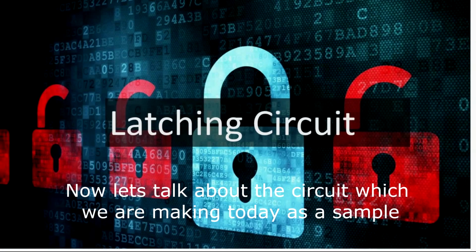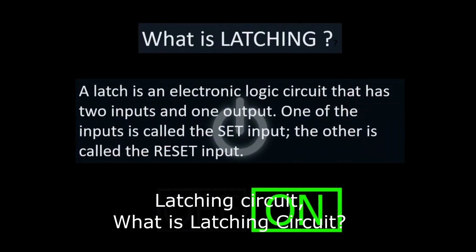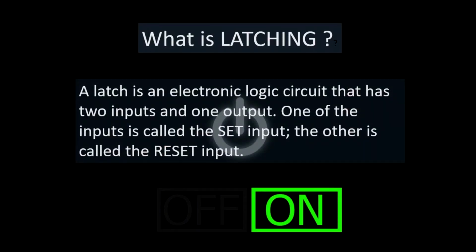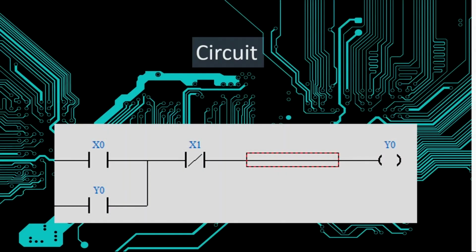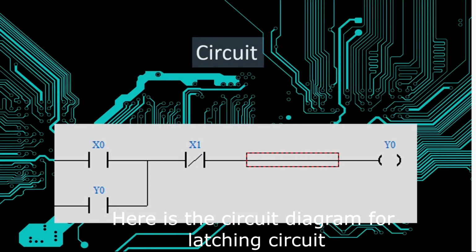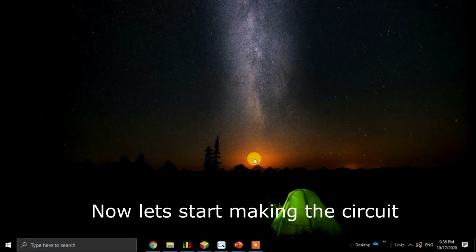Now let's talk about the circuit which we are making today as a sample, the latching circuit. What is a latching circuit? A latch is an electronic logic circuit that has two inputs and one output. One of the inputs is set and the other is called the reset input. Here is the circuit diagram for the latching circuit. Now let's start making the circuit.